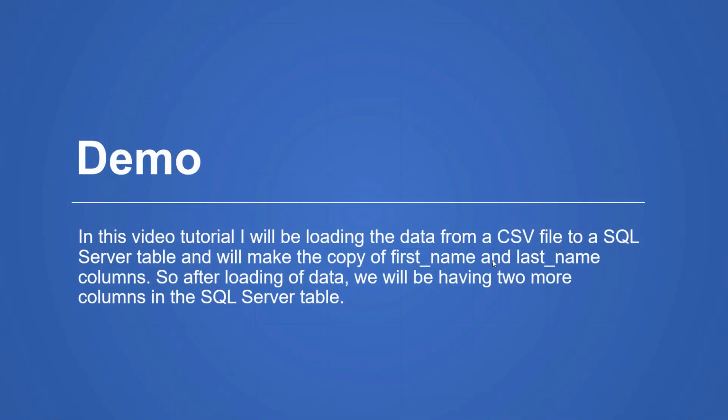In this video tutorial, I will be loading data from a CSV file to a SQL Server table, and then we'll make the copy of the first name and last name columns. So after loading data, we will end up having two more extra columns in the SQL Server table as compared to the source CSV file. So let's see how we can do that.